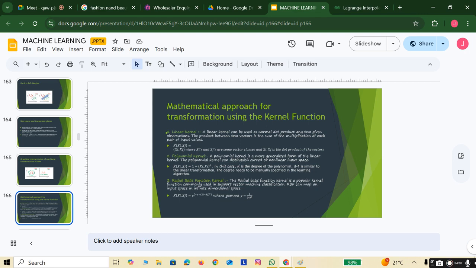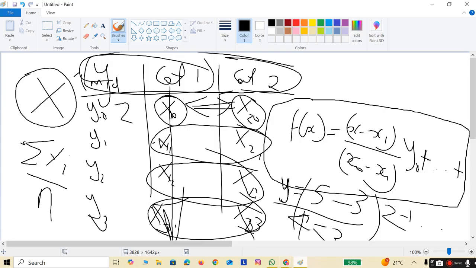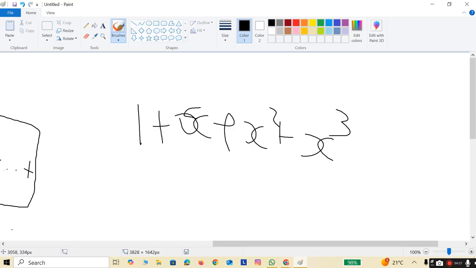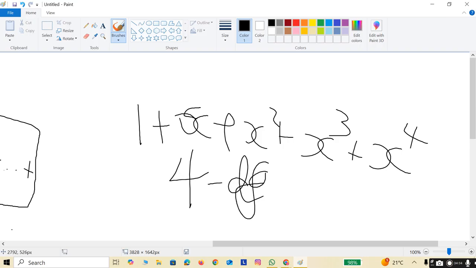For example, if we say 1 plus x plus x squared plus x cubed plus x4, this is called a 4-degree polynomial. So if we move up to plus x^k or x^d, in our case, we call it a d-degree polynomial.